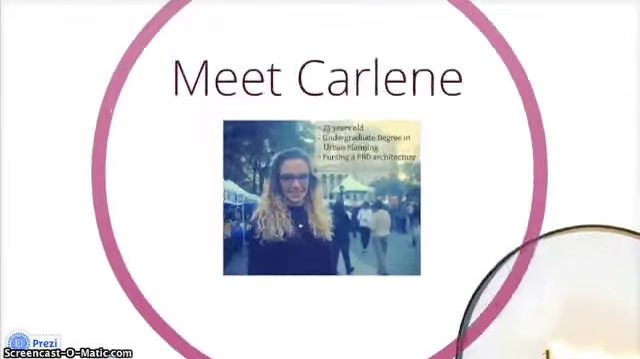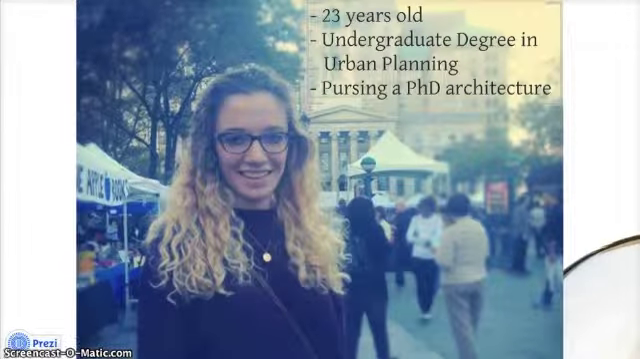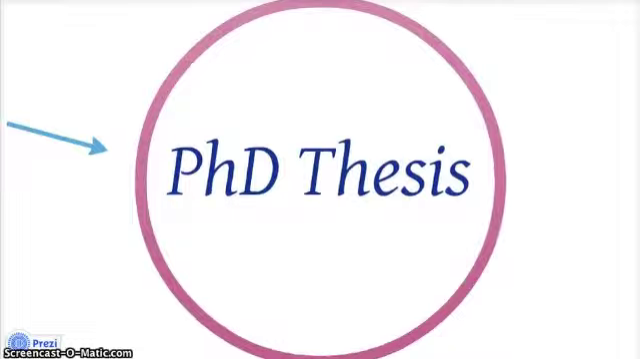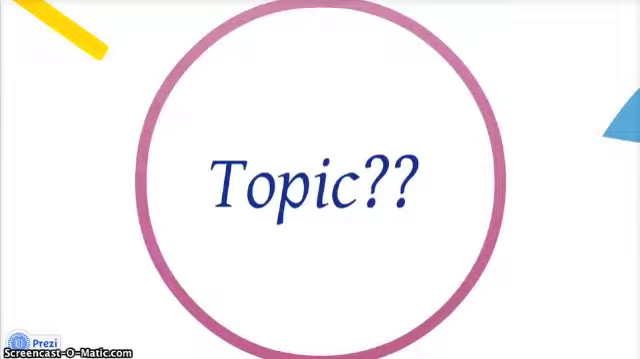Meet Carlene. Carlene is an advanced writer, 23 years old, with an undergraduate degree in urban planning. Carlene is pursuing her PhD in architecture. Carlene is faced with the daunting process of her PhD thesis. At the graduate level, these research projects can be as long as 200 pages, so she has a lot of work ahead of her. She needs a topic that is broad and complicated enough to be written about at length, and one that is original enough to be approved by her thesis reviewer board.